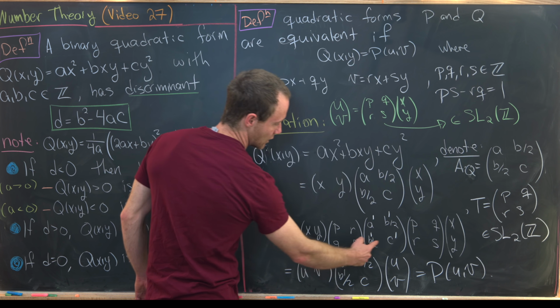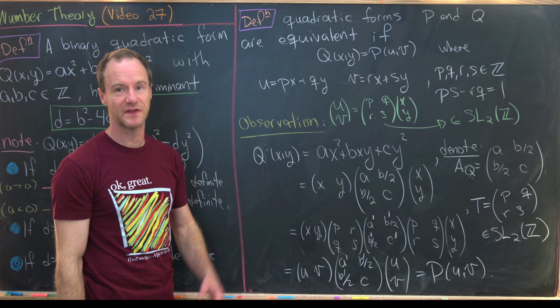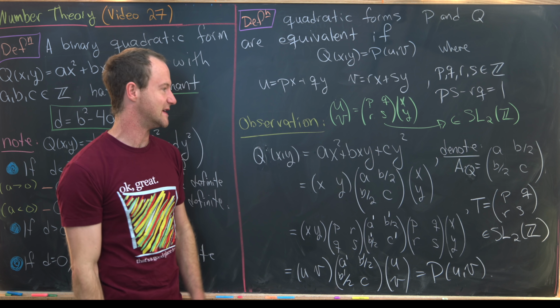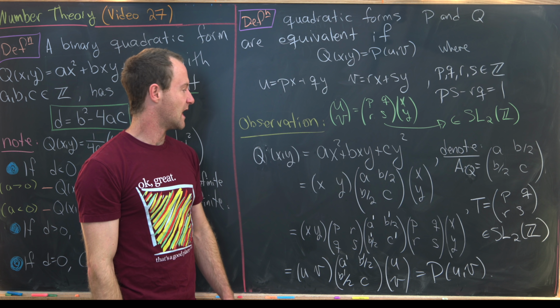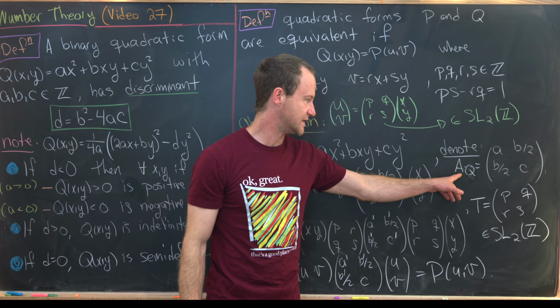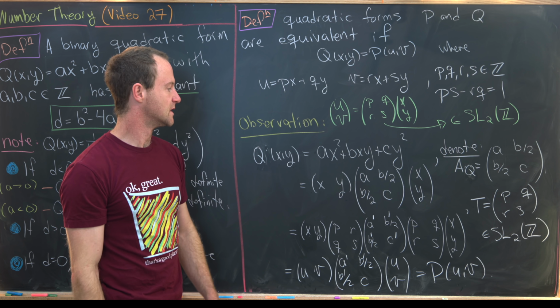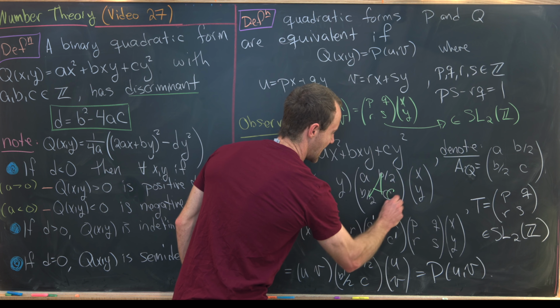Okay, so let's introduce a little bit of notation. I don't know if this is standard, but this is what we'll use in the video. So for this change of basis matrix, I'll use the letter capital T. And then for the matrix associated to a quadratic form Q, I'll use A sub Q. So notice we've got something like this going on. We've got this is like A sub Q.